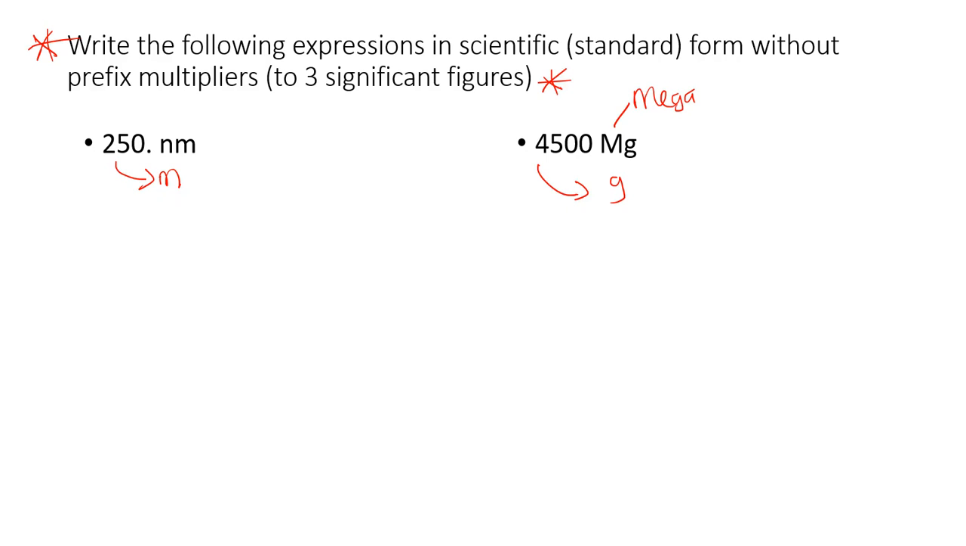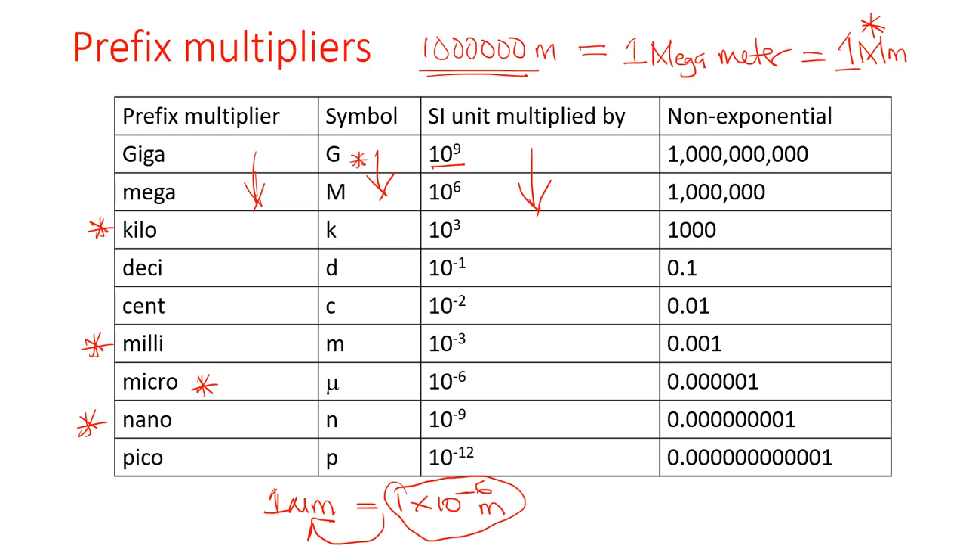So how do you write these expressions? You go back to this table. It will tell you what you have multiplied to move from a meter to a nanometer, or from a nanometer to a meter.